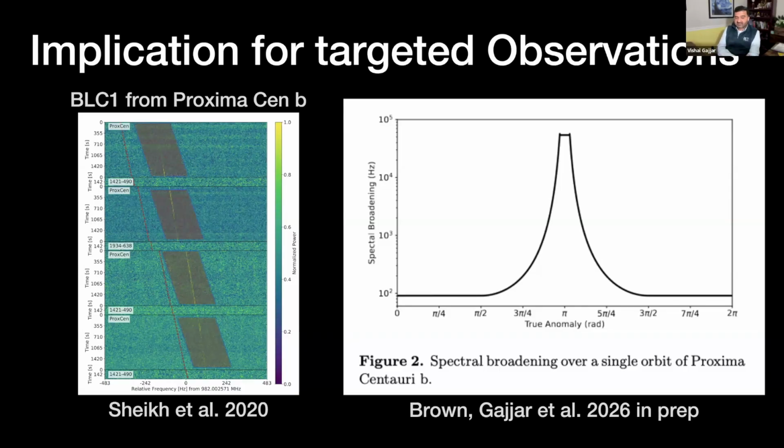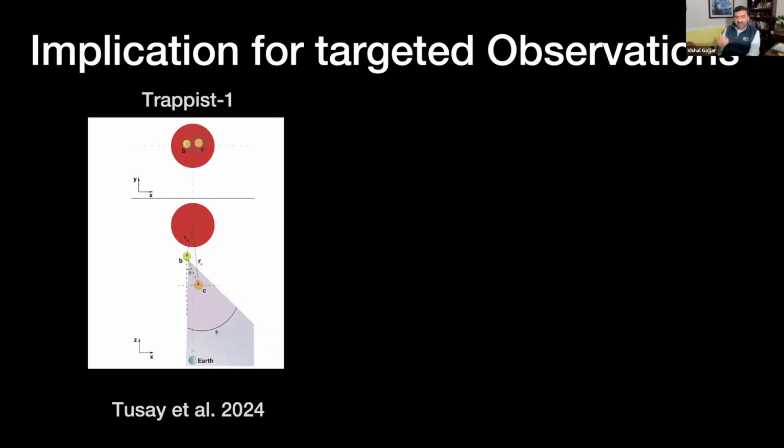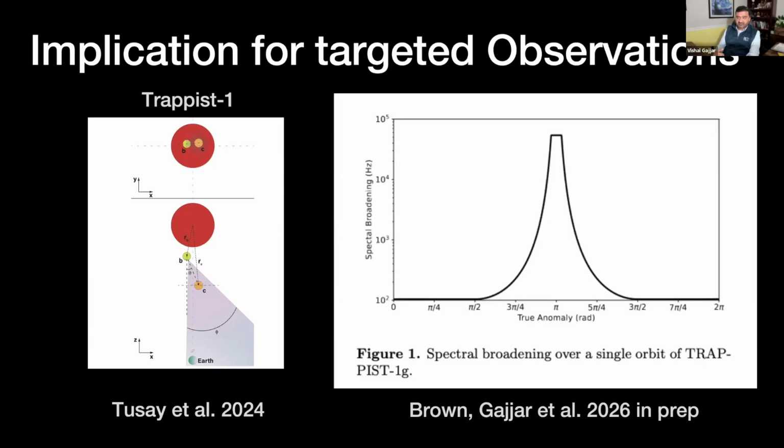But what I'm suggesting is that in reality, if it was truly coming from that planet, it would be much, much more spectrally broadened. Similarly, there are other systems that people have targeted as well. For example, TRAPPIST-1 has the same problem. You will have a spectral broadening of the order of hundreds of hertz. But this has not been considered because obviously this is an overlooked phenomenon.